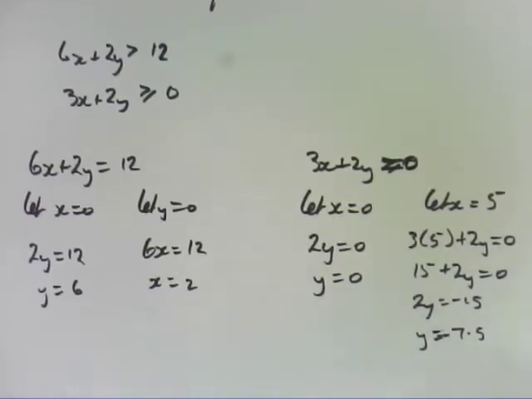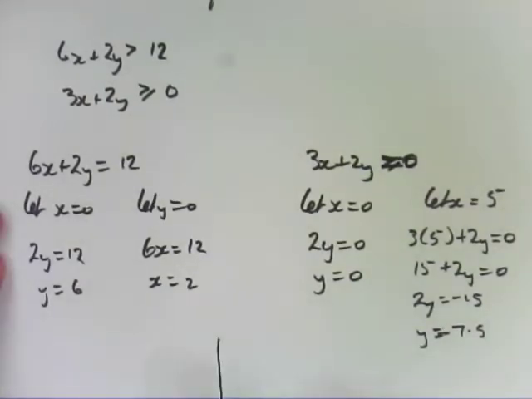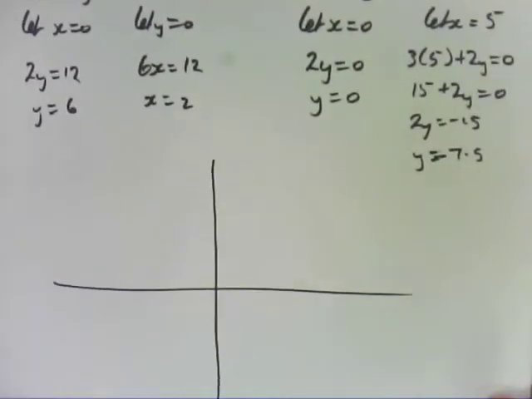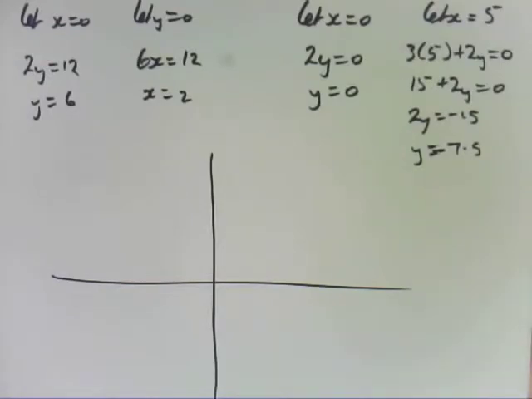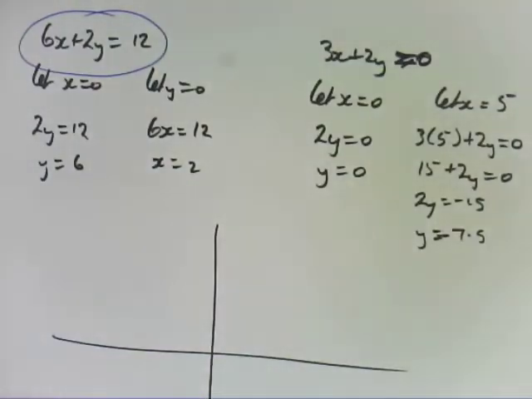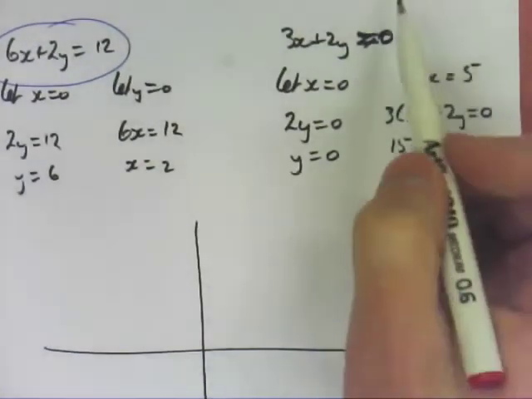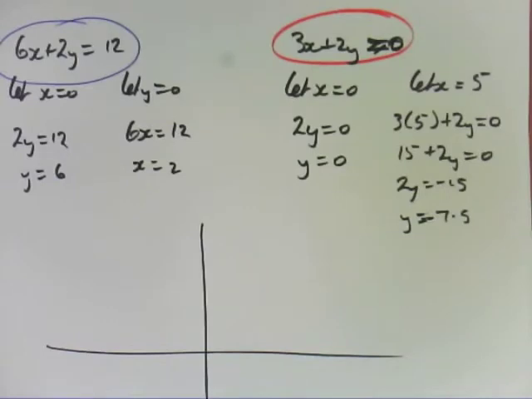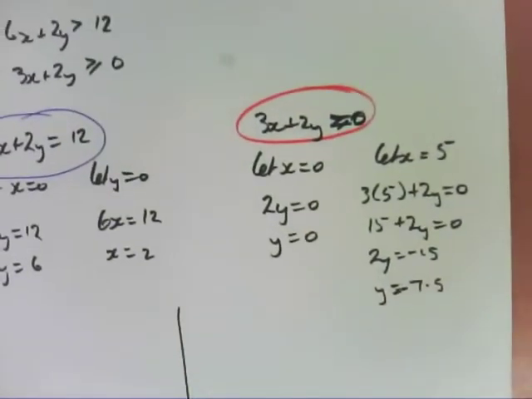Now I can sketch those lines on a graph. Okay, so I'm going to do them in two different colours. I will do this one in blue, and I will do this one in red. Okay, so let's start with the blue one. I need y equals 6 and x equals 2.